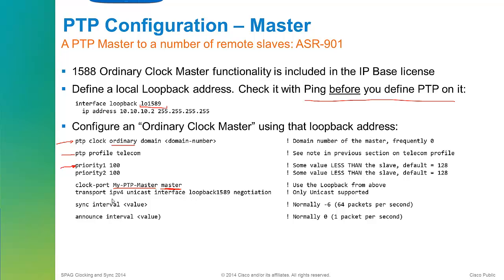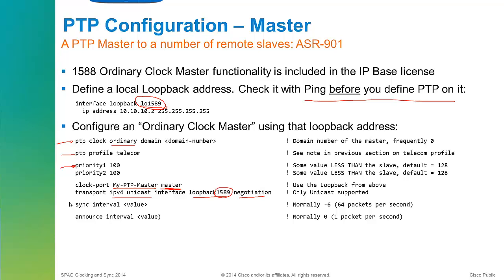Similarly, it's IPv4 unicast transport. Our interface is the same number here that we used up here. So it could be 1588. I've used 1589. Normally you want negotiation, so that you negotiate with the slaves. Otherwise you have to specify each IP address of a slave, but normally you get negotiation, and that means the slave's asked to connect to the master, and then it allows them to be a slave.